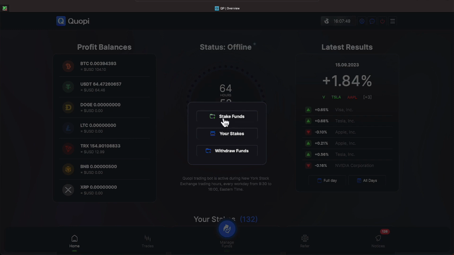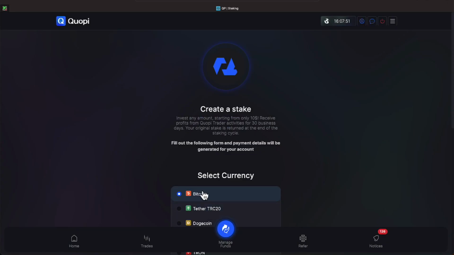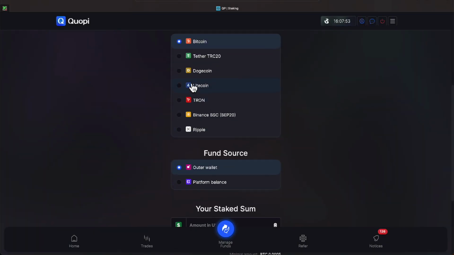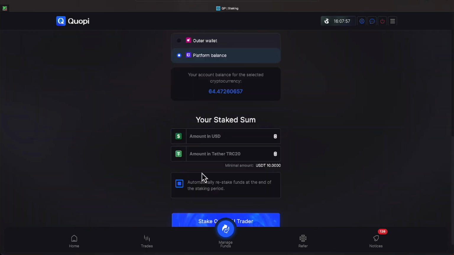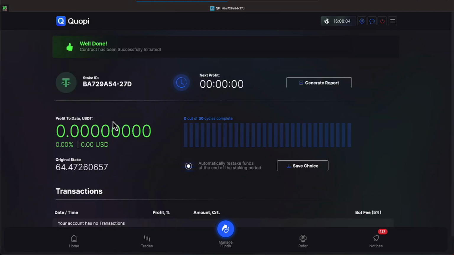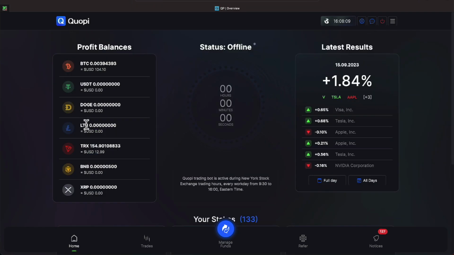We'll go back through the procedure of staking funds. We will pick US dollar tether. We will pick our platform wallet, and we will copy this amount here, and we will paste it here, and we will hit the button that gets us the well done, contract successfully initiated, everyone.